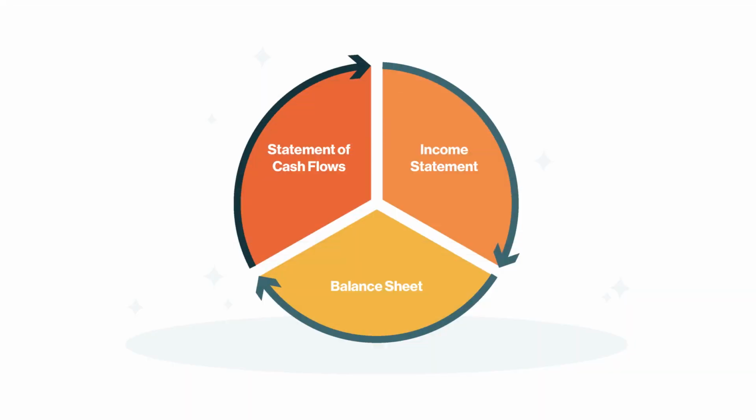Next, we are going to cover the statement of cash flows, also sometimes called a cash flow statement. It covers the same time period as your income statement and tracks cash inflows and cash outflows. Your statement of cash flows allows you to reconcile or check the accuracy of your income statement and balance sheet, and information from your income statement and balance sheet feeds into your statement of cash flows.